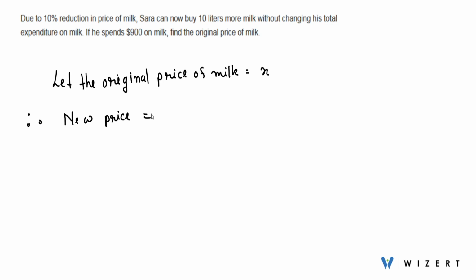will be 10% less than the original price, so it will be x minus 10 by 100 multiplied by x. 10 by 100 is simply 10%, so it will be x minus, say, 10 and 100 cancel out each other, it will become x upon 10, and we can write x upon 10 as 0.1x, so it will be 0.9x. So initial price of milk was x dollars. Now new price is 0.9x dollars.